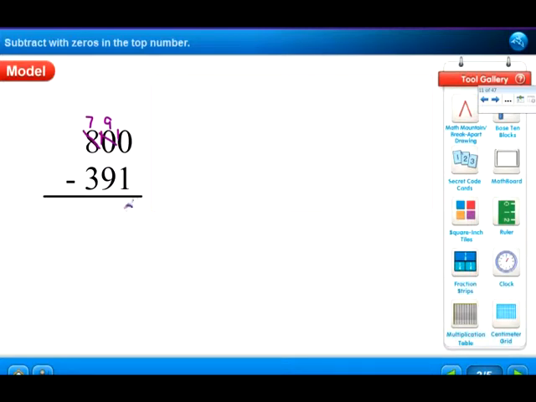1 away from 10 is 9. 9 minus 9 is 0. And 7 minus 3 is 4. Let's check with a proof drawing.